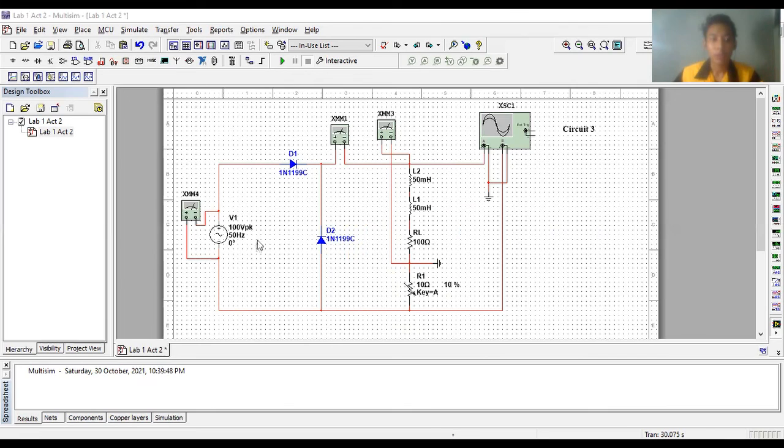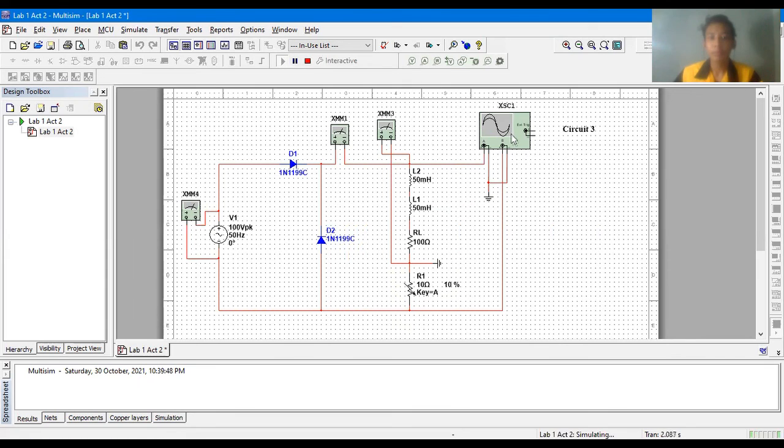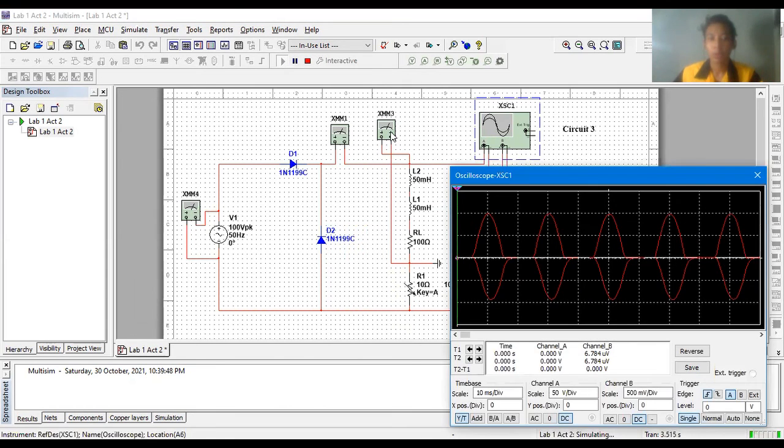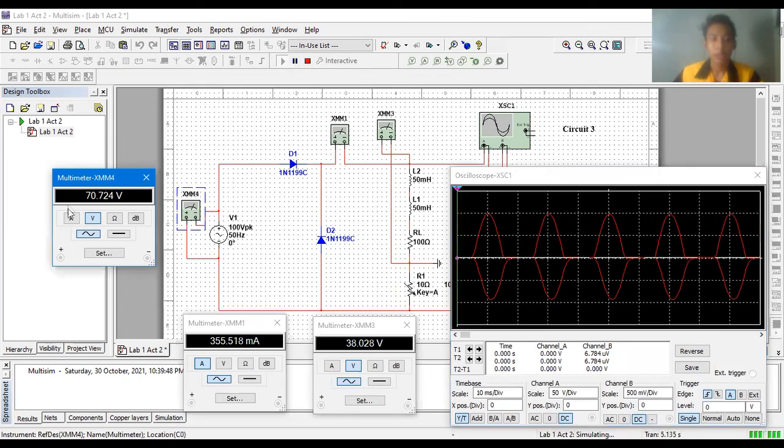For the VAC, we fix the value like the instruction given, and after that we simulate it. So for the result, we get like this. This is the wave for the oscilloscope.